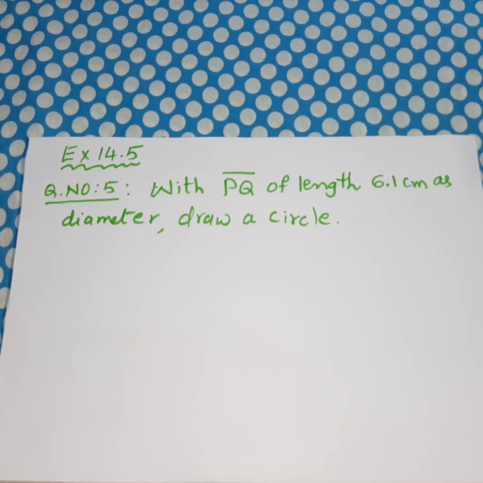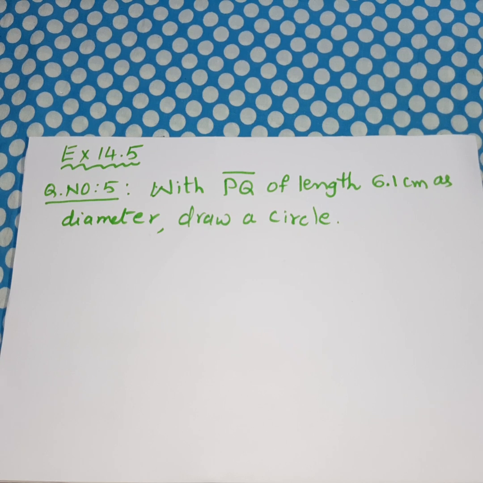We continue our session, practical geometry, exercise 14.5, question number 5. Till now we discussed how to draw a line segment of a given measurement and how to construct a perpendicular, and we also completed the perpendicular bisector. Today we are going to construct question number 5 from exercise 14.5.